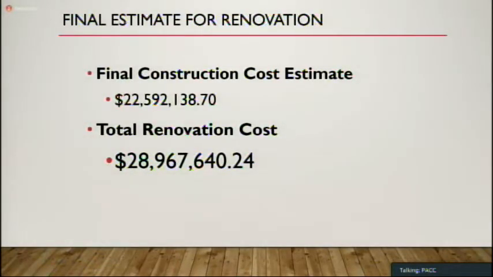So as I referenced earlier, we had developed a final construction cost estimate back in April. Hard construction would have been $18.5 million. When you add in the soft costs to that, you get to a total renovation cost, and again, this is back in April, of $23.5 million, and I'm using round numbers.